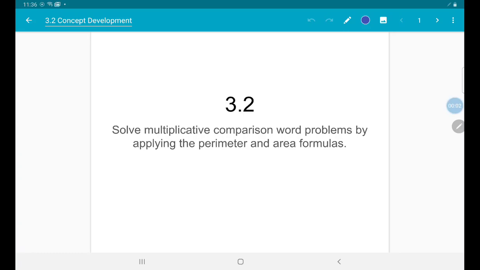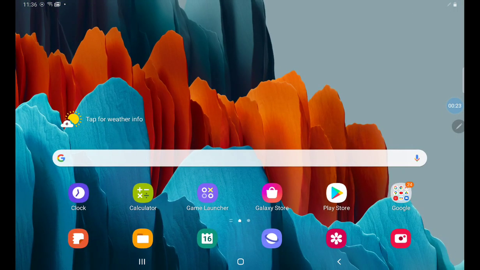And we're going to look at lesson 3.2, module 3, lesson 2. The objective of this lesson is to solve multiplicative comparison word problems by applying the perimeter and area formulas. So we learned about those yesterday, and that was a review from 3rd grade also.